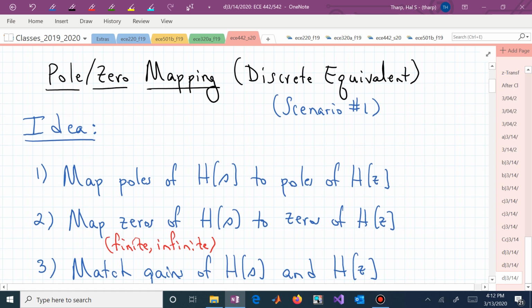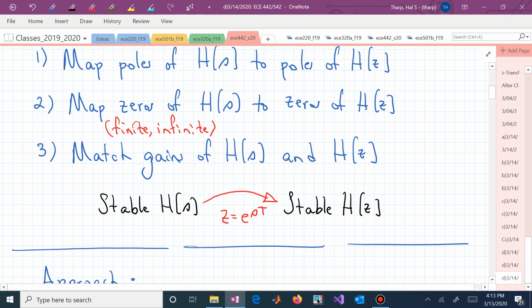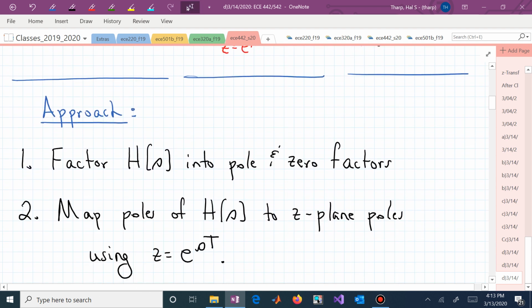One nice feature of this pole zero mapping is if you start out with poles that are stable in capital H of s, because of z equal to e to the sT, that mapping preserves or pushes everything that has a negative real part of s inside the unit circle. So if you start with a stable H of s, or all of the poles of H of s in the left half plane, those will map inside the unit circle in the H of z expression, doing this pole zero mapping or matching strategy.